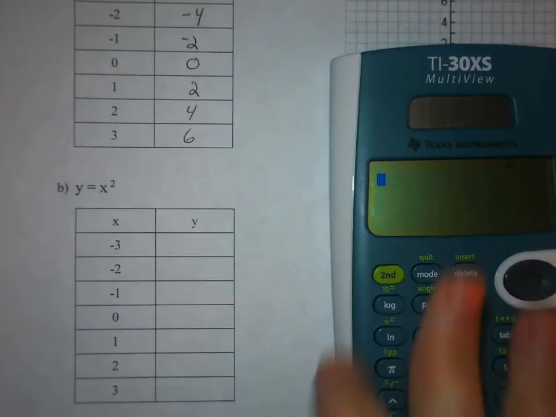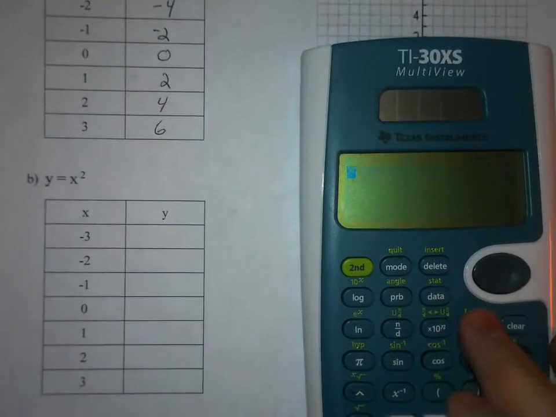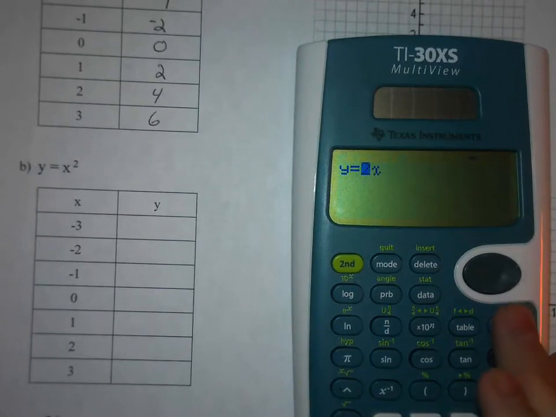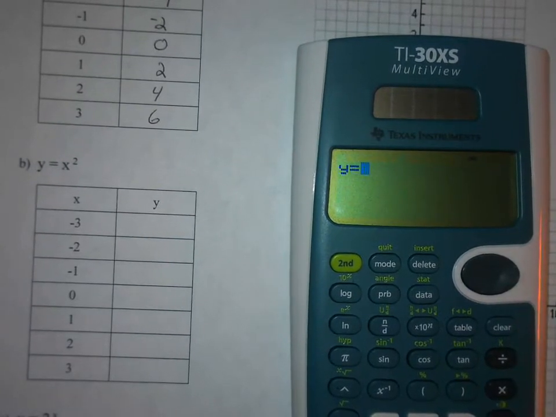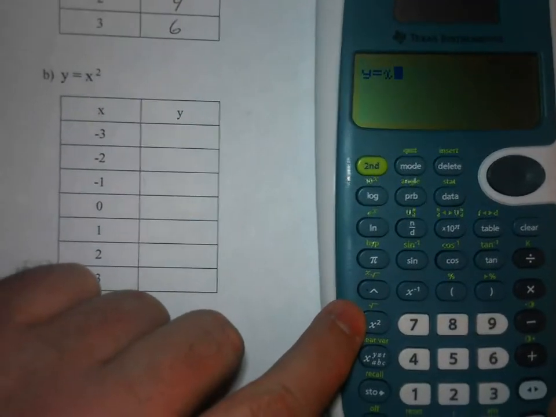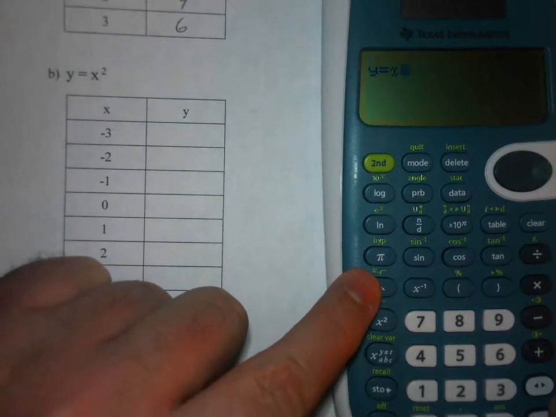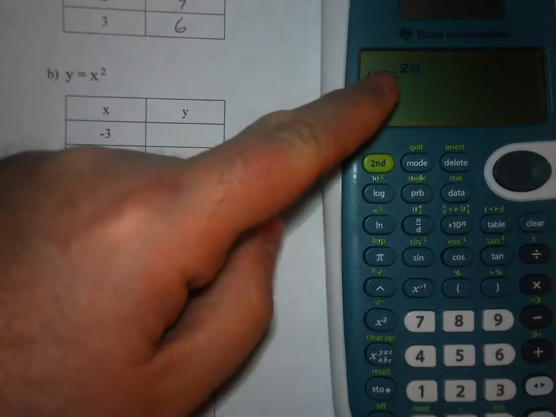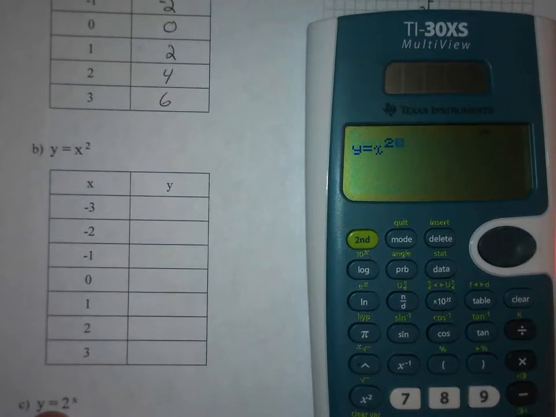Okay, so again, if I'm on the home screen, if you press your table, that takes you to your equation. And then if I press clear, that'll clear whatever equation is in there. So then I want to do x squared. So your variable is x, and then you can either press the squared key or this button right here. That means exponent. And notice that it put it up in the corner there where the exponent goes. Okay, so there's y equals x squared.